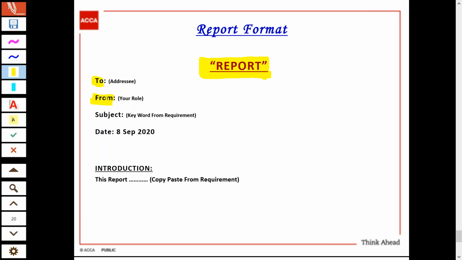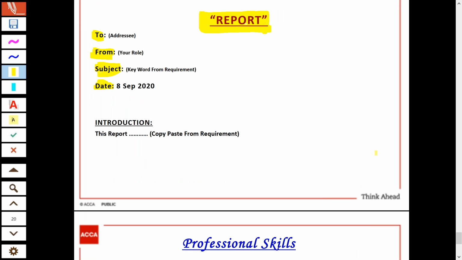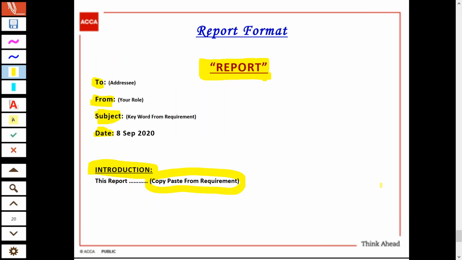Then you will talk about 'From'. In the from, you will write your role, and your role will also be mentioned in the question. Then you will write subject, and you will pick up the keyword from the question or from the requirement. And the date you will write is 8 September 2020. For most of you who might not know, 8 September is the date of your SBL paper. So you must write 8 September on that day. And then you will write a heading called introduction. And then you will say this report, and so on, and you will just copy paste from the requirement. Very simple format, okay?